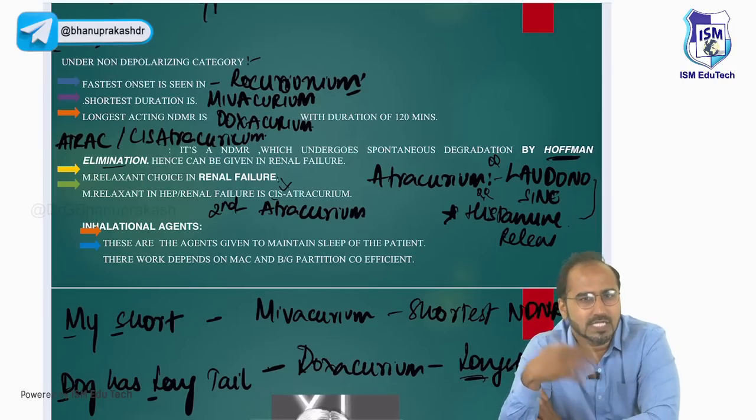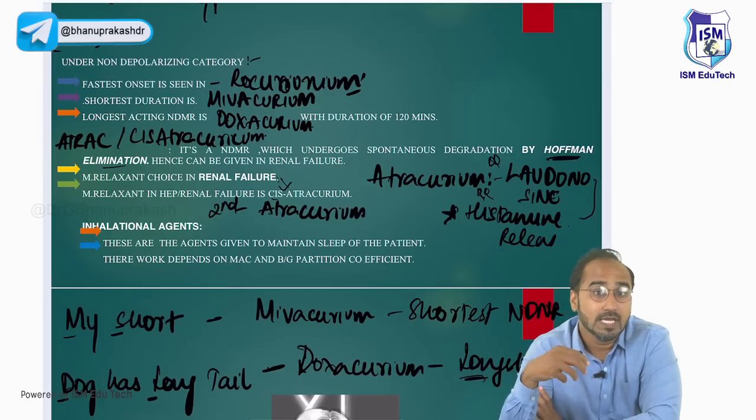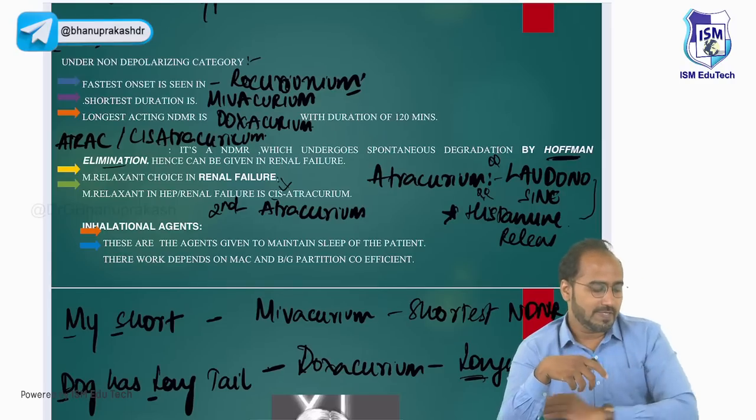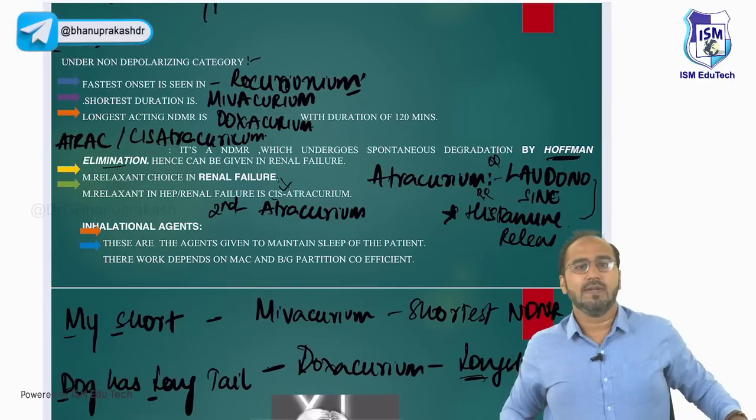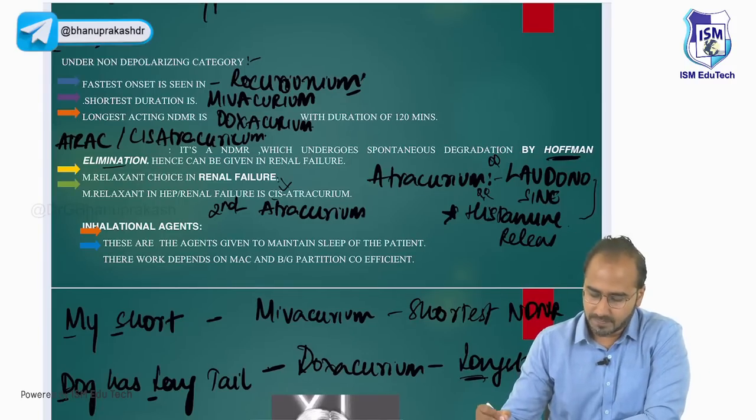So we know the shortest and the longest non-depolarizing. Then we need to know the fastest. Which is the fastest, guys? I told you, Rockstar. Rockstar will be the fastest. Rocuronium is the fastest. Right?